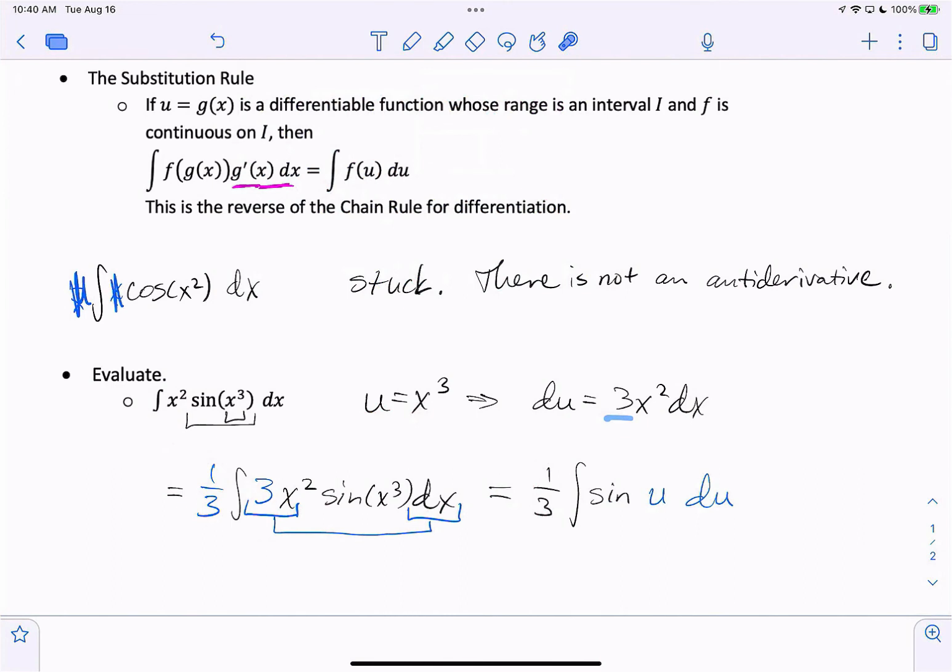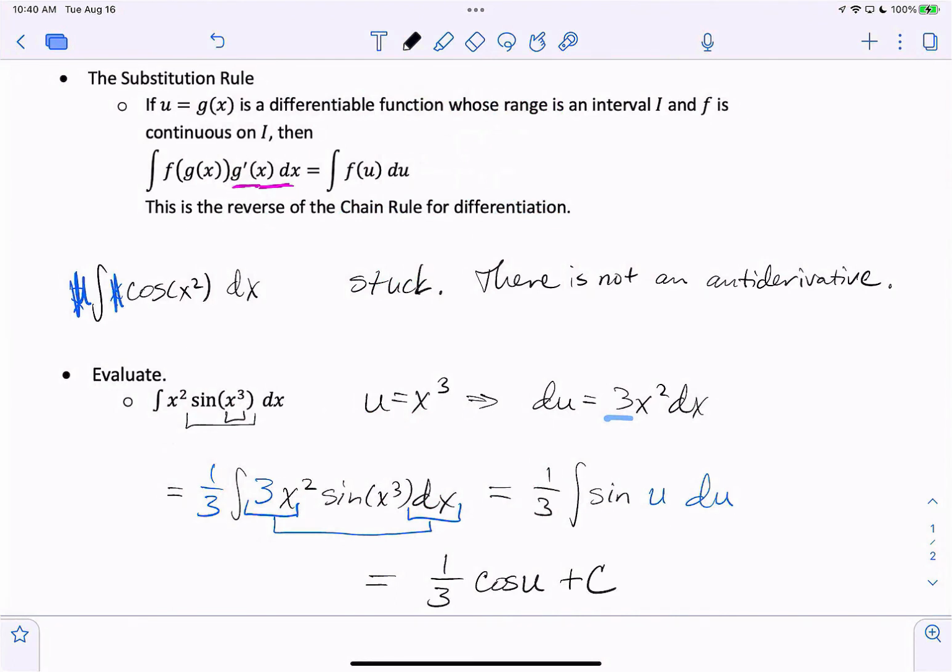So then what happens to the 3x squared? Well, it's in the du, or the 3x squared dx, right? It's in the du. Now I'm going to integrate the sine function. I'm going to write down something that I know is incorrect right now. So it's 1/3 times the cosine of u plus c.